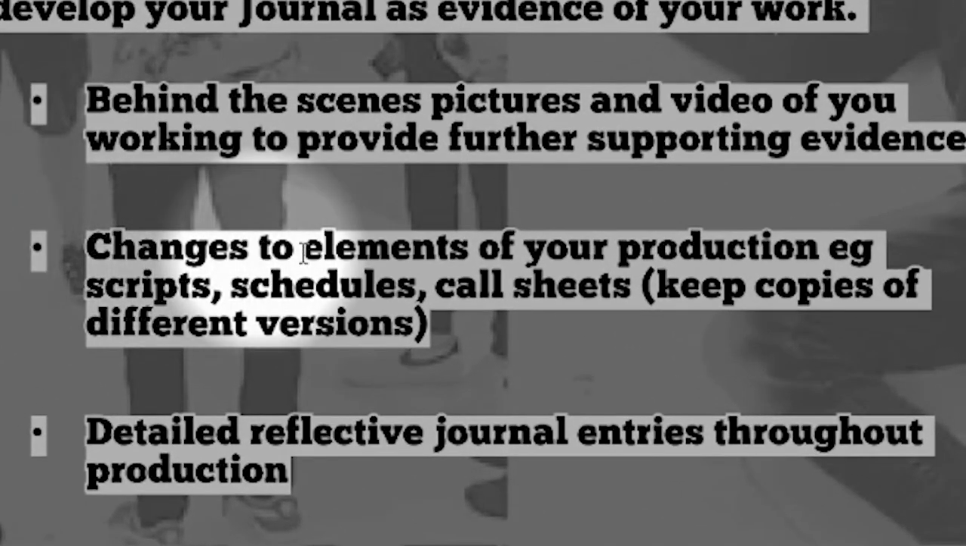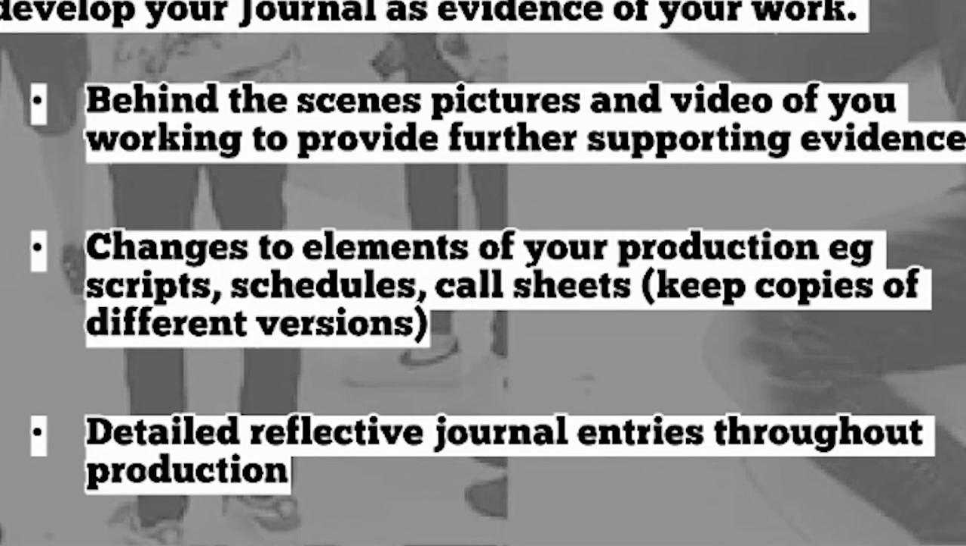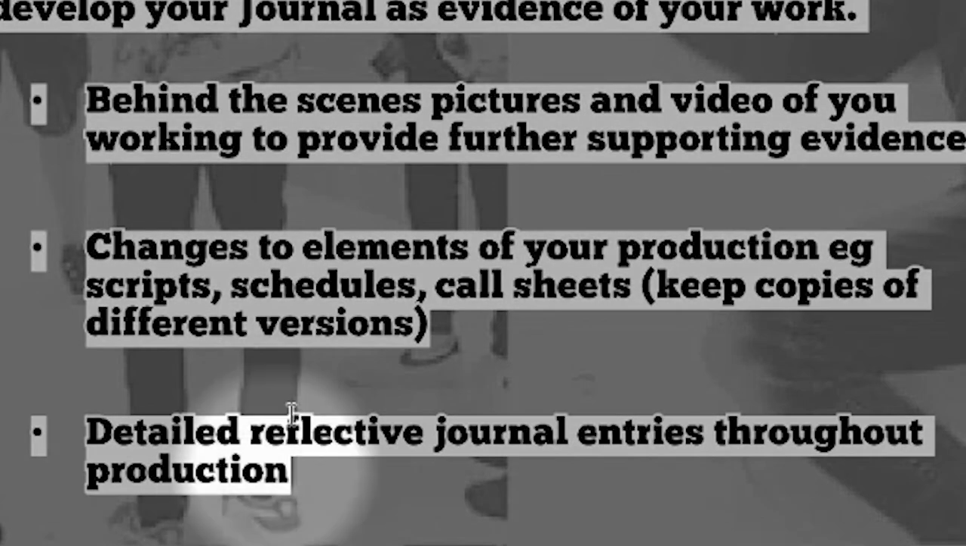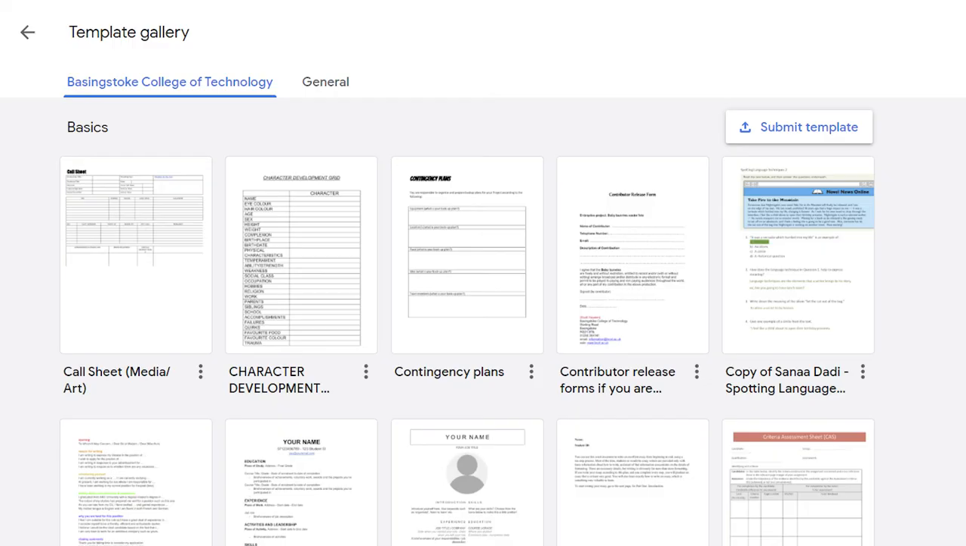I want to see what changes to elements of your production you have made. What changes? Because things will change. They will adapt, of course. It's really important that we see that. It's really important that we see you update your scripts, your schedules, your call sheets. That is the days when people need to come in and work on your project. If you've got a film set, for example, or a photography shoot. Again, all of the templates are available for you as per task 3 in the docs.google.com templates space.